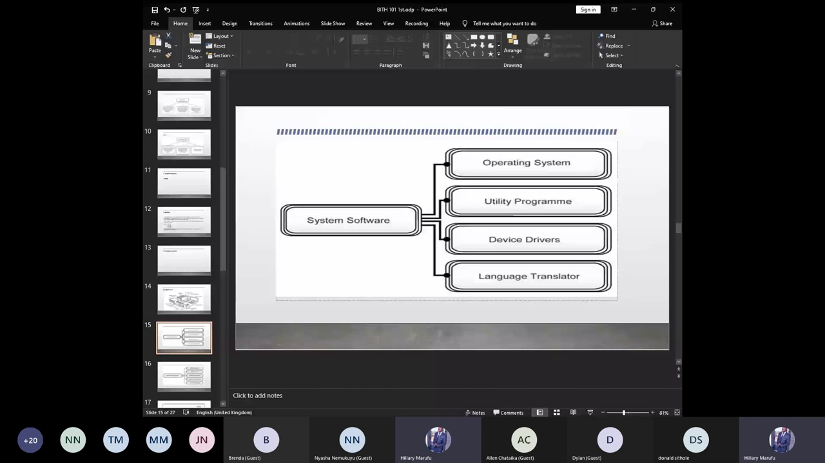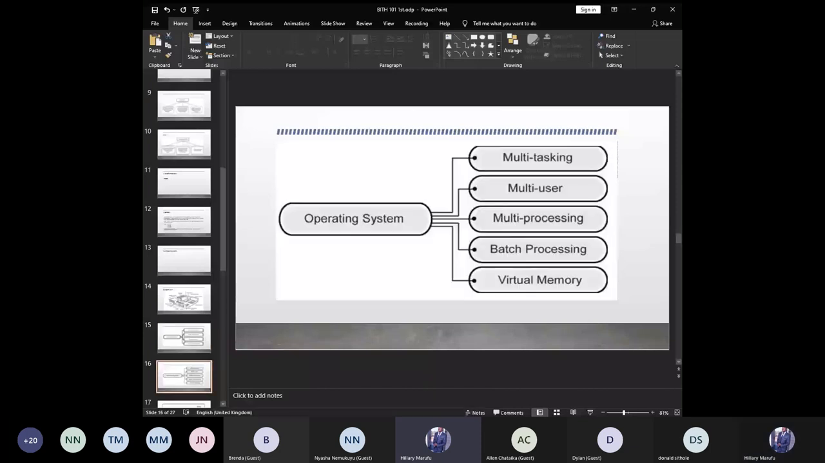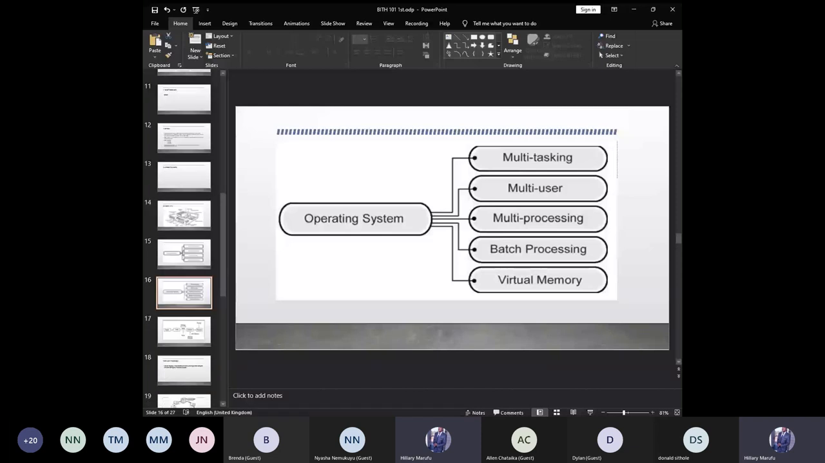All right, so proceeding now, we talked about multitasking, multi-user, multi-processing, batch processing, and virtual memory. We've managed to talk about it. Now, any questions? I don't want us to talk about application software because I feel everyone knows application software. Sir? Yes, sir.